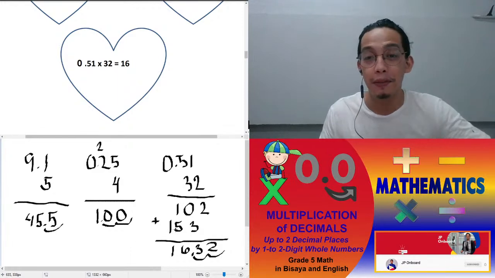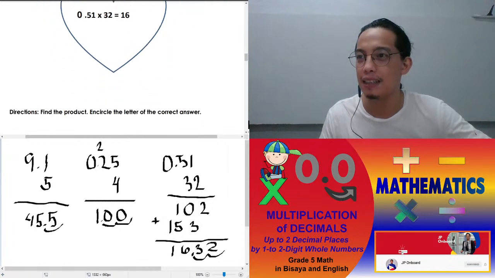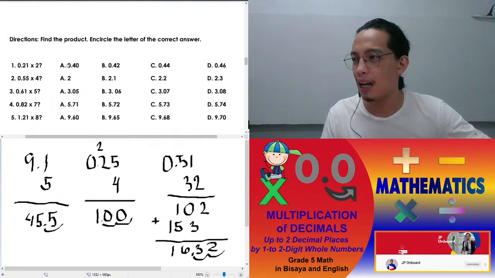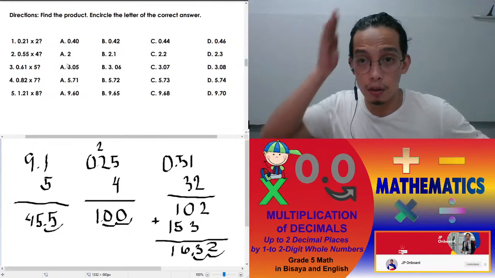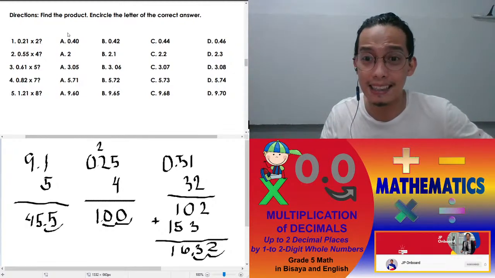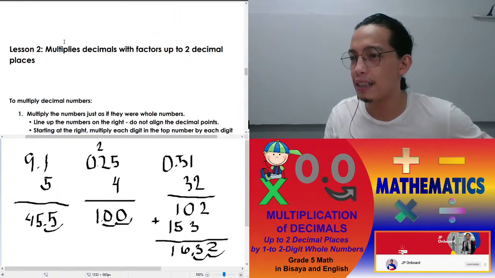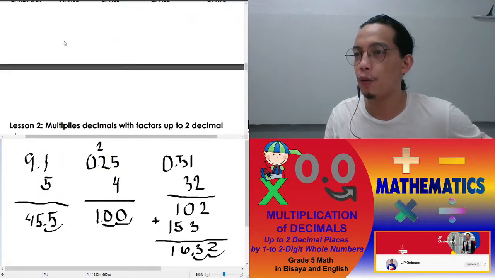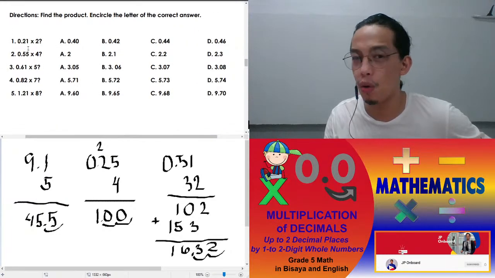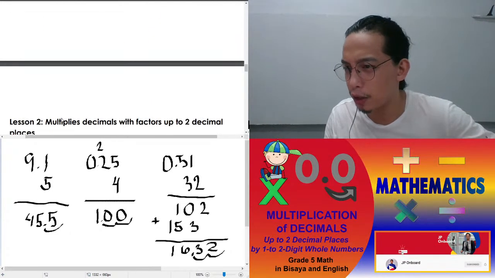So the equation given here is wrong. So you shade it with blue. That's how you do it. All right, let's continue. We have a lot of examples here. Let's just scan first the module if it's similar, if there's no discussion already. We'll be just answering. Okay, find the product, encircle the letter of the correct answer. Next is multiply decimals with factors up to 2 decimal places. I think this is the one. We'll just answer two examples, and then we'll go to the next part, lesson number 2.